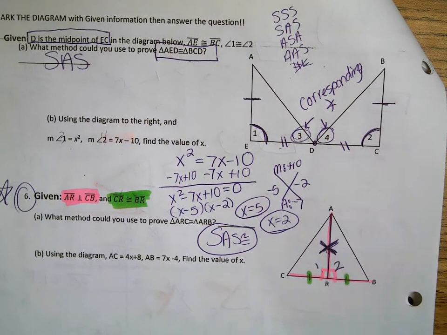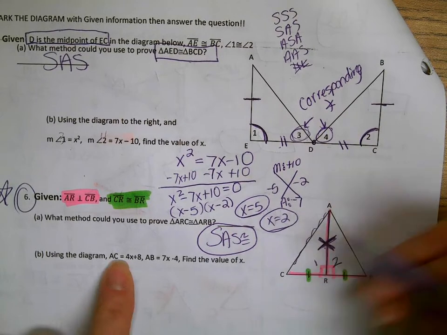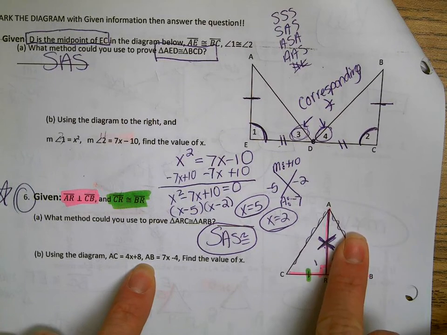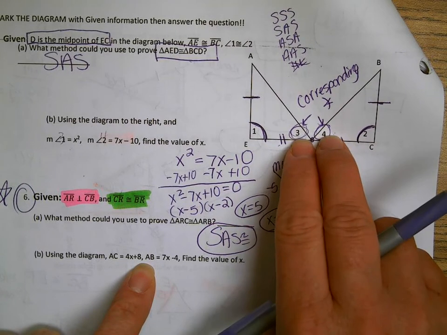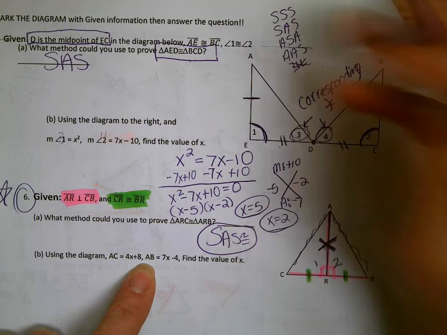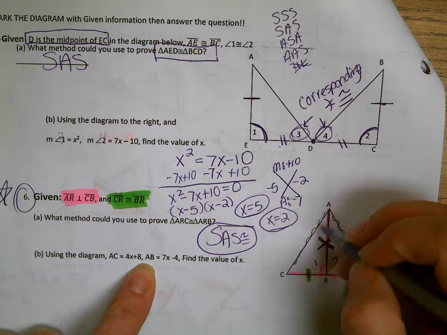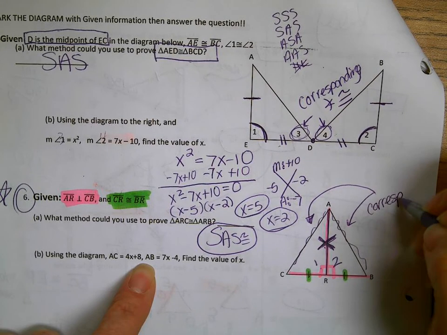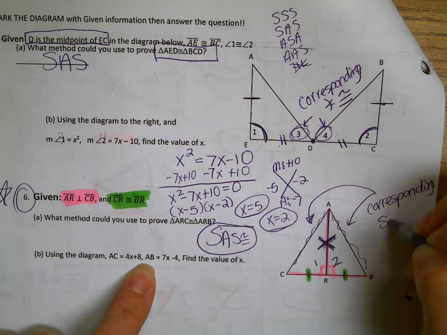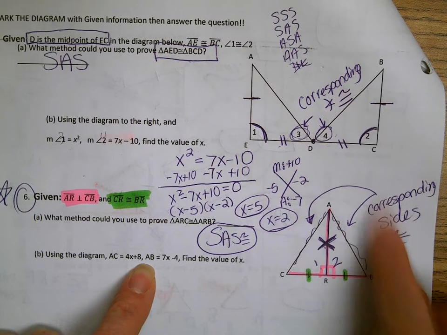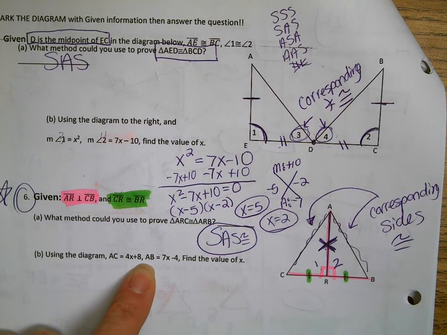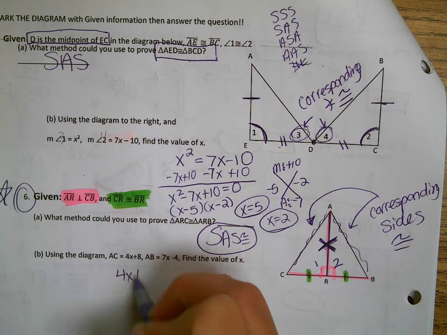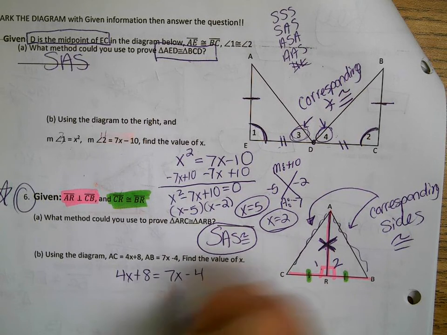Therefore, these sides AC, which is 4x plus 8, and AB, which is 7x minus 4, are corresponding sides. So we have corresponding angles here of 3 and 4 in this picture that would be congruent to each other. Here we have AC and AB as corresponding sides that are congruent. And that idea we're going to come into later this week with our next notes video. So if AC and AB are congruent, then 4x plus 8 equals 7x minus 4.